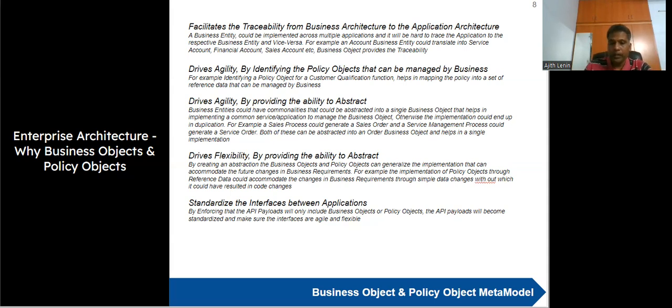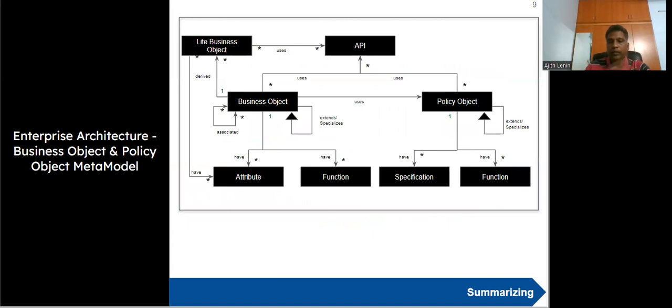Now, let's quickly look at summarizing it into a meta model, right? Both on the business object and the policy object. I captured it in a single diagram because both are related. The business object, if you look at it, can be associated with other business objects. It can extend, business objects can have inheritance capability, right? An object can be extended or specialized. Business objects have attributes, which is a structural aspect, and business objects have functions, which is the behavioral aspect.